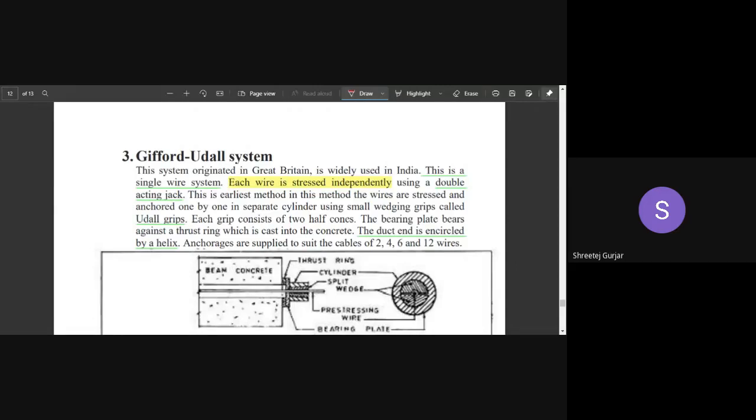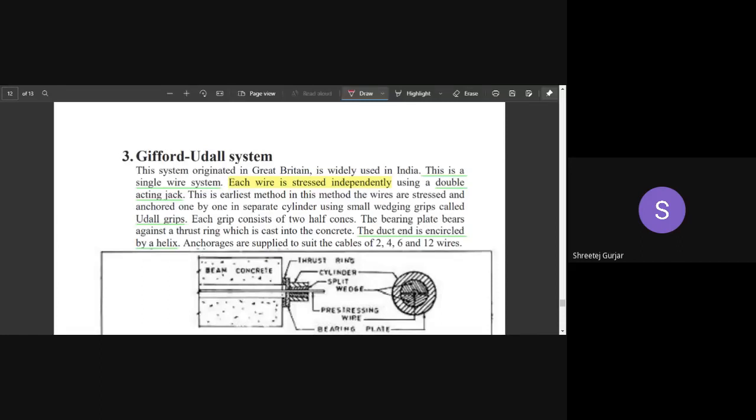I have highlighted the statement. You can see each wire is stretched independently. In your Fresnel system, all of them were stretched at a time. In your Magnel-Blaton system, two wires were stretched at a time. But in the Gifford-Udall system, each wire is stretched independently. Using double acting jacks, we stress our wires individually and we anchor them.